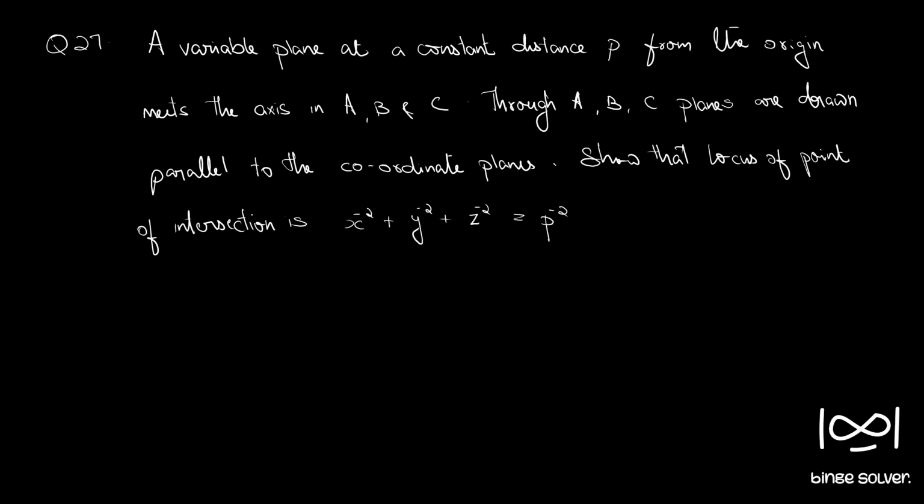Question number 27. A variable plane at a constant distance p from the origin meets the axes in A, B and C. Through A, B, C, planes are drawn parallel to the coordinate planes. Show that the locus of the point of intersection is x raised to minus 2 plus y raised to minus 2 plus z raised to minus 2 equal to p raised to minus 2.